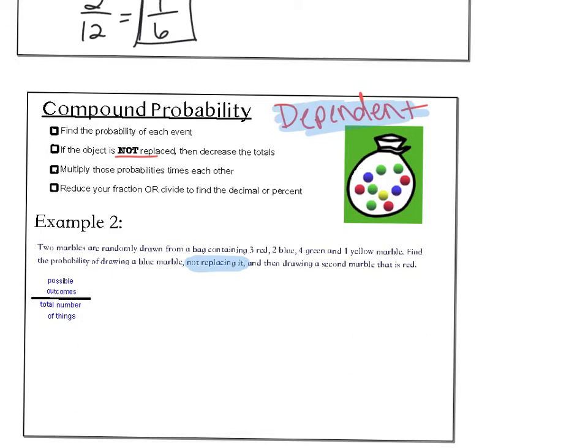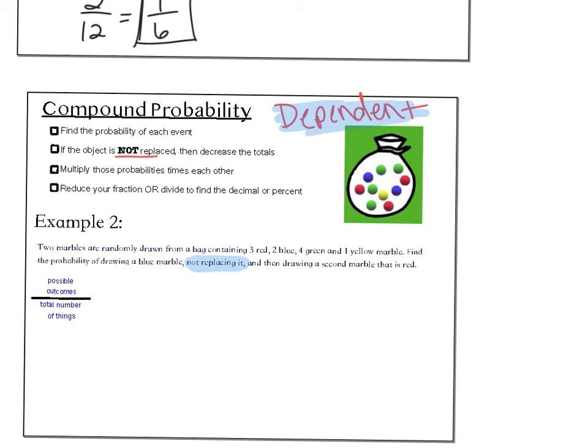So we're going to look at our checklist here. And our checklist is the same as before, where it says find the probability of each event. But in step 2 here, it says that if the object is not replaced, then it decreases the totals. So let's show you what that means right here.